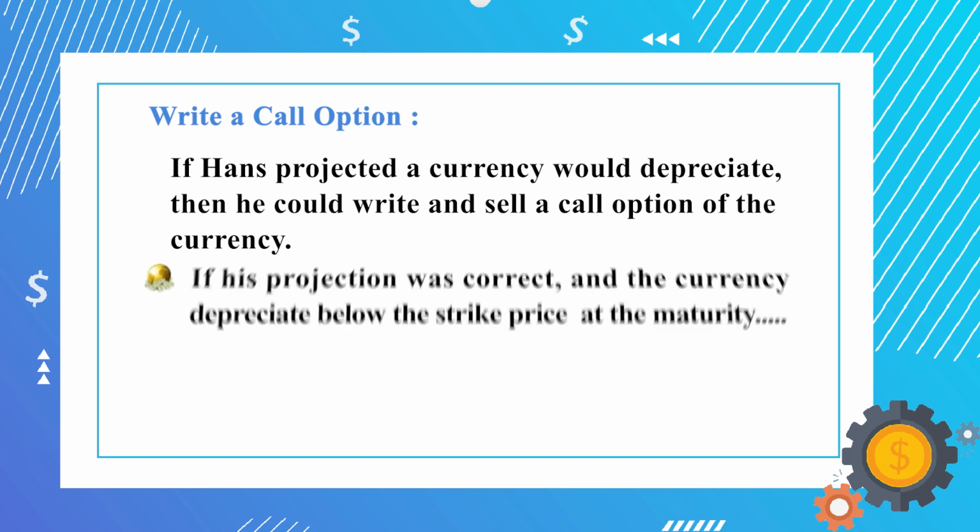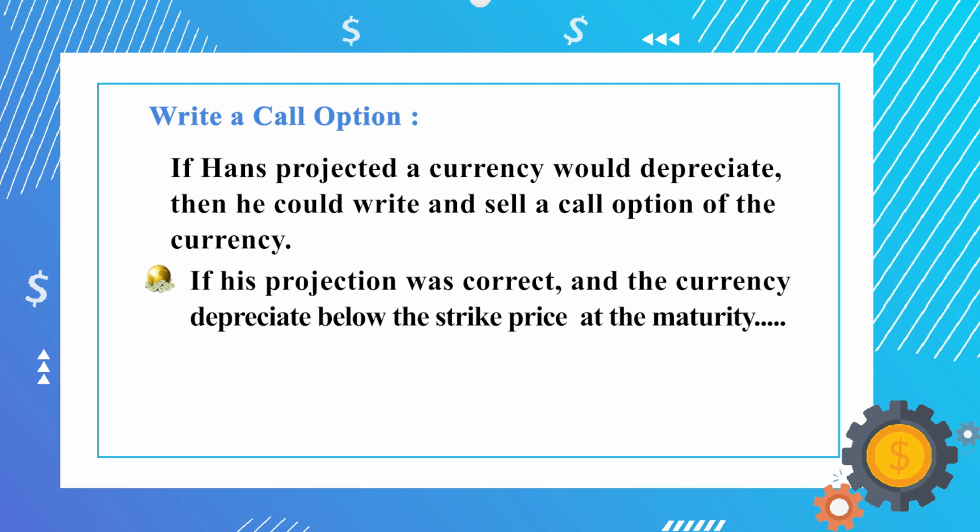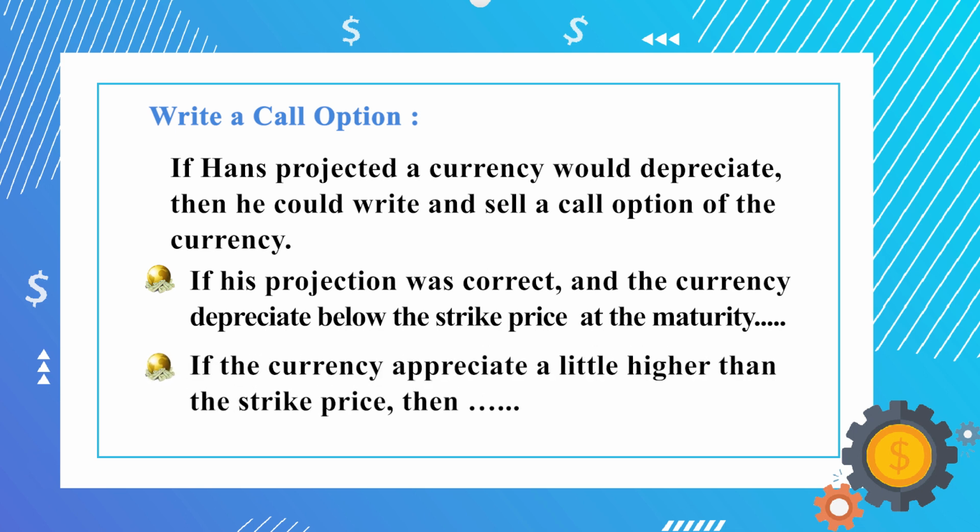If Hans projected a currency would depreciate, then he could write and sell a call option of the currency. If his projection was correct, and the currency depreciated below the strike price at the maturity, the holder of the option would not execute the call option. Hence, the writer of the call option would earn the whole premium of the option. If the currency appreciates a little bit higher than the strike price, then after the holder executes the option, the writer still could earn part of the premium.